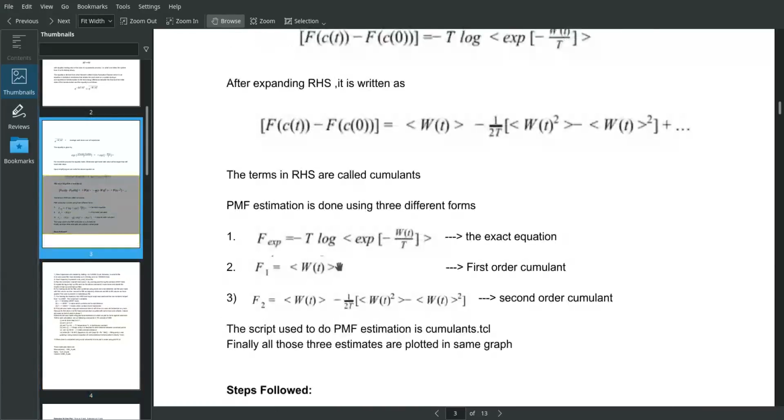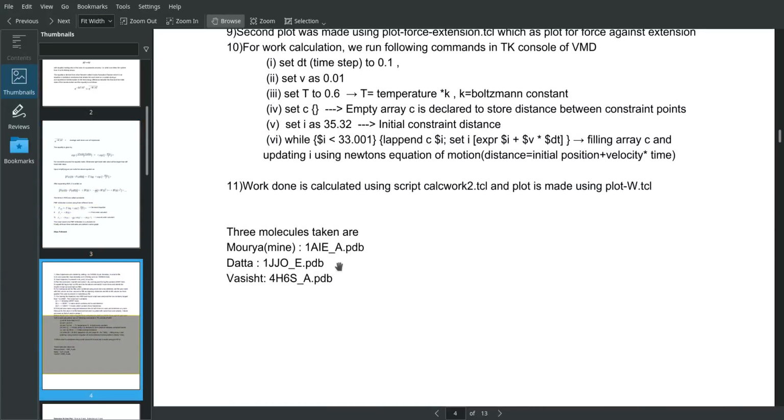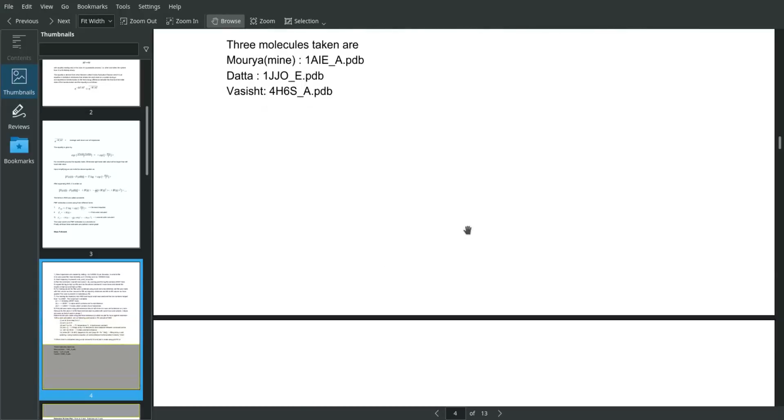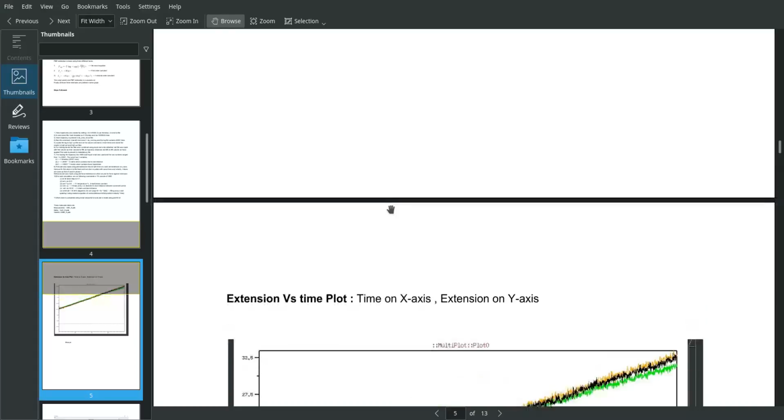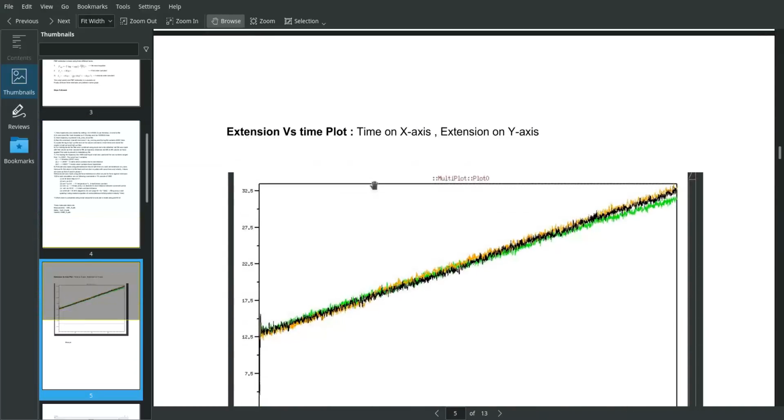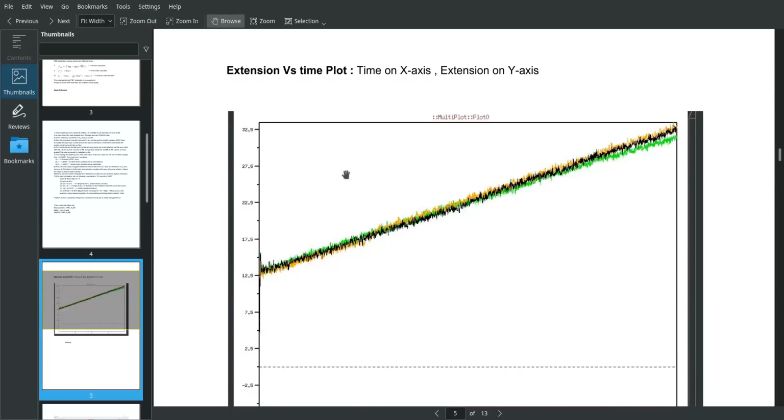So I just want to differentiate the graphs between me and my other friends. My molecule is 1AIE_A.pdb, my friend Datta's molecule is 1JJO_E.pdb, and Vasisht's is 4H6S_A.pdb. So the first plot is the extension versus time plot, with time on the x-axis and extension on the y-axis.